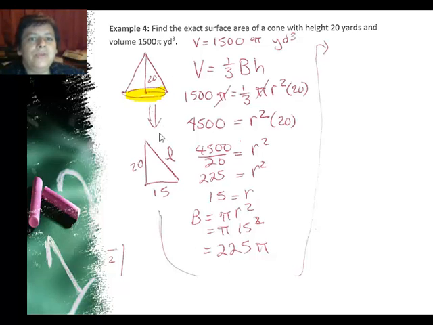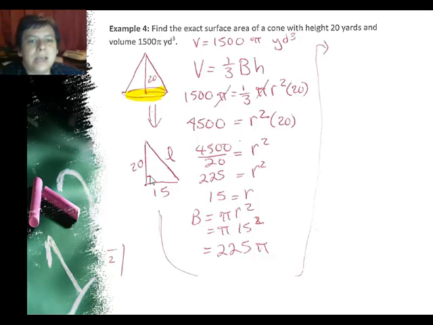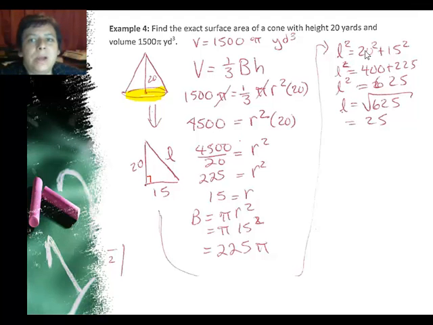Now I'm going to go ahead and draw the right triangle that I get from this shape. And one thing that you can see is I can use the Pythagorean theorem to find the slant height. I know that the radius is 15 and the height is 20. So l squared equals 20 squared plus 15 squared. 400 plus 225 is 625. And when I take the square root, I get 25 is the slant height.